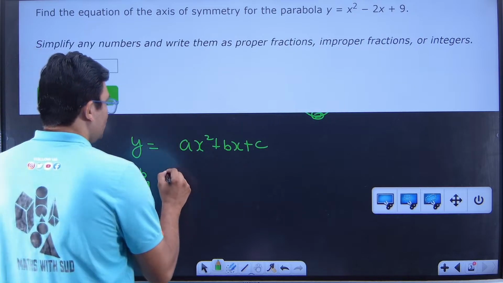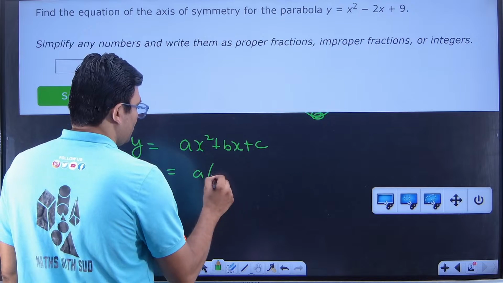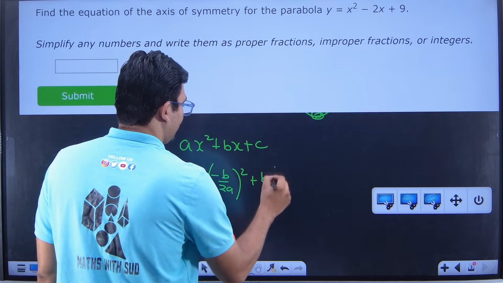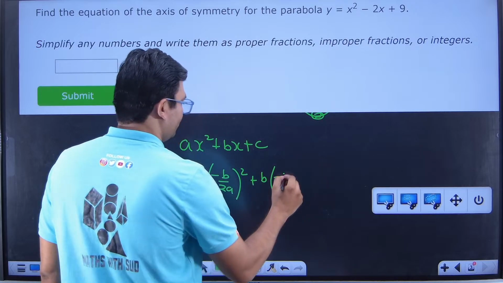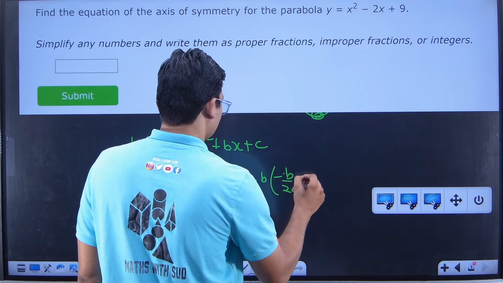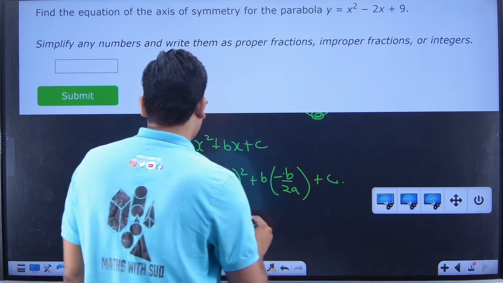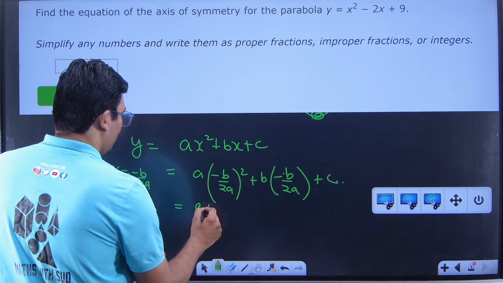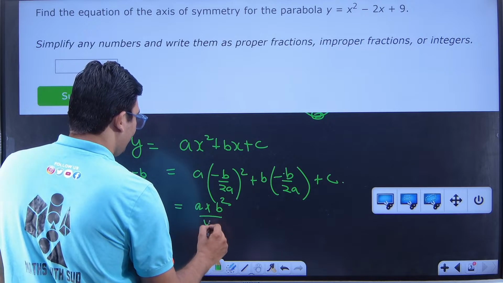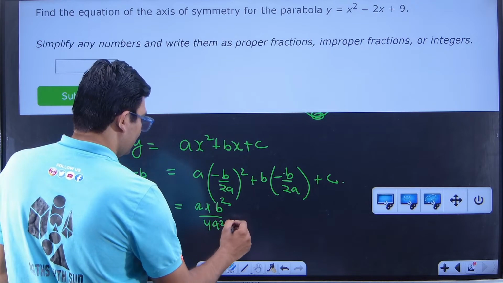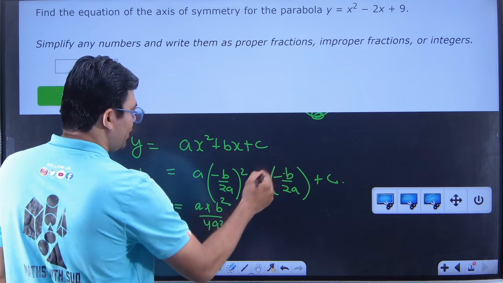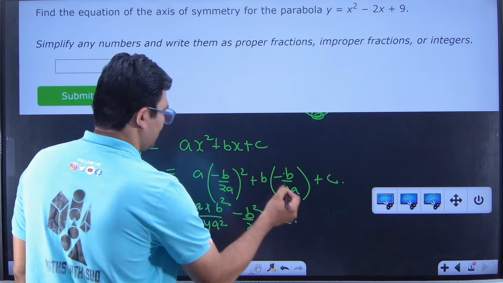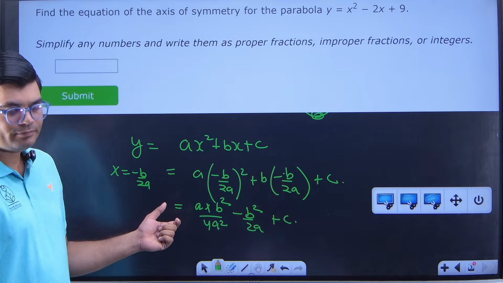So if I substitute this, a times minus b upon 2a whole squared, plus b times minus b upon 2a, plus c. So this is going to be a times b squared divided by 4a squared, and this will become minus b squared divided by 2a, plus c. Did you get that? Yes, sir.